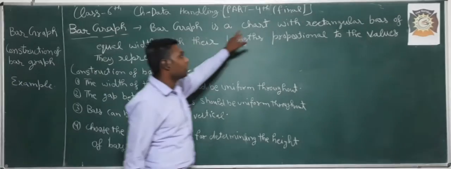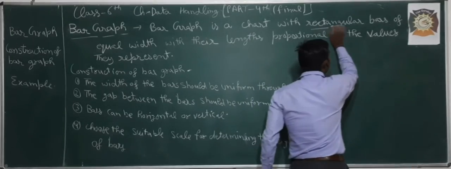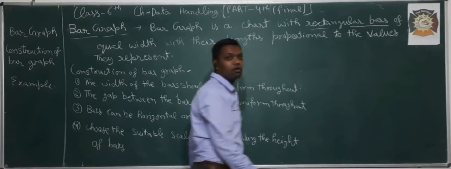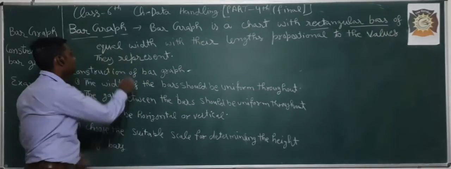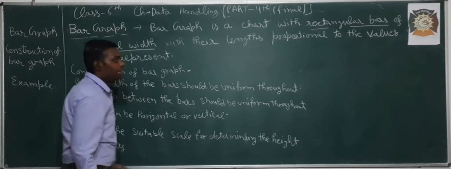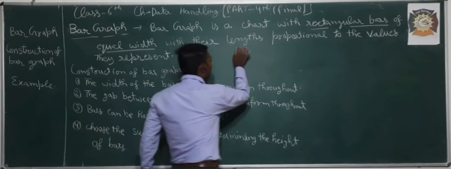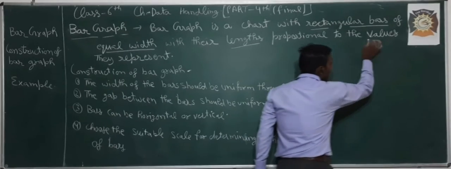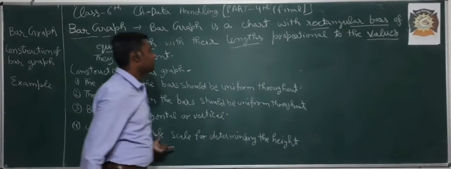A bar graph is a chart with rectangular bars. You have to notice the words rectangular bars of equal width, with their length proportional to their values. How do we represent it? Let's discuss.